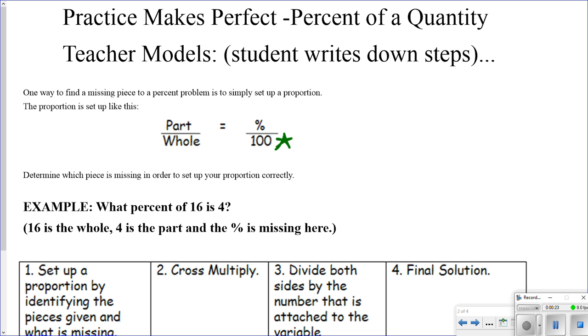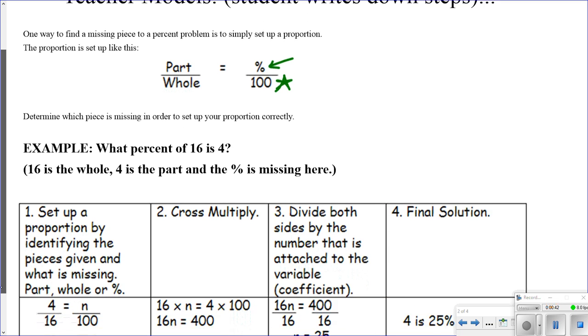This 100 will always remain in the lower right-hand corner of your proportion, and the percent is the easiest one to find. You either read for the word percent or you look for the symbol. That always goes over 100 because percent is out of 100. So I have an example here.